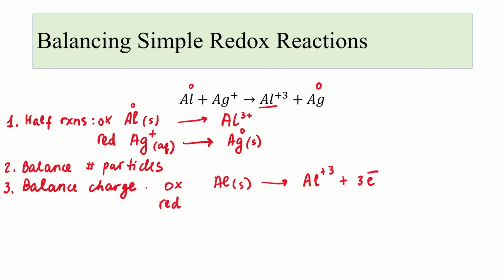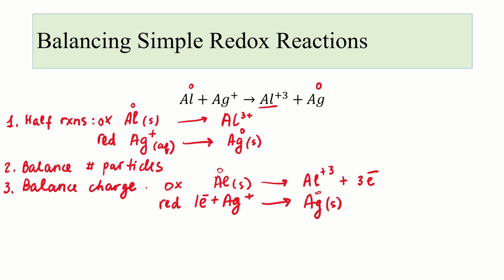For the reduction, silver plus gains electrons. So I'm going to say 1 electron plus silver plus. I'm going to add my electron on the left since silver plus gains electrons. And I have elemental silver on the right. So now if we look at the charges, on the left I have aluminum with the oxidation state 0. On the right I have plus 3 and 3 electrons, minus 3. So 0. For the reduction I have plus 1 for silver and negative 1 electron. So plus 1 minus 1 and 0 on the right. The charges are balanced in terms of the plus and minus charges.